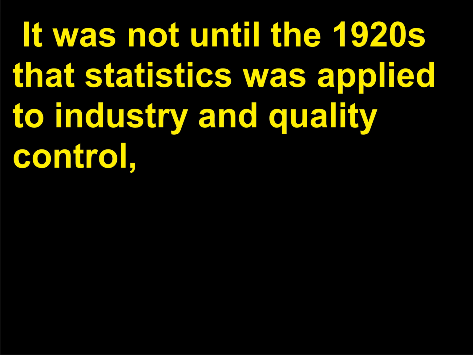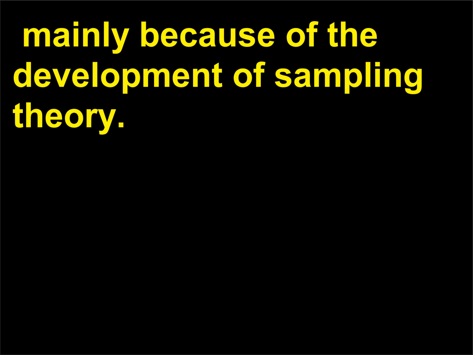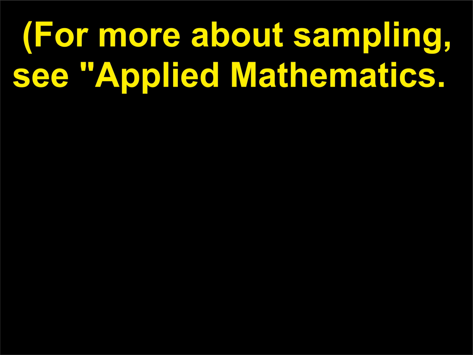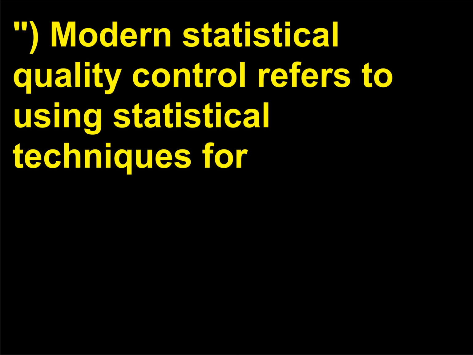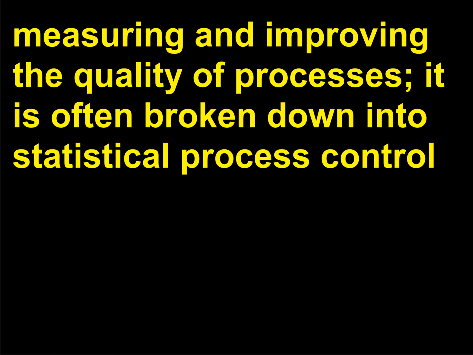It was not until the 1920s that statistics was applied to industry and quality control, mainly because of the development of sampling theory. For more about sampling, see Applied Mathematics. Modern statistical quality control refers to using statistical techniques for measuring and improving the quality of processes. It is often broken down into statistical process control, SPC, see above, and statistical quality control, SQC.